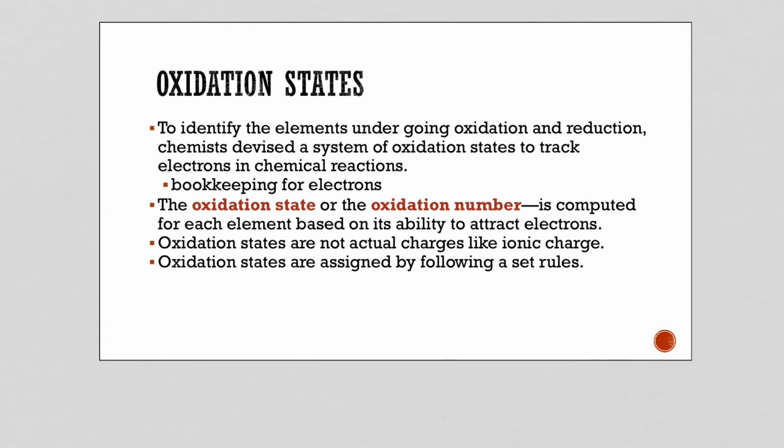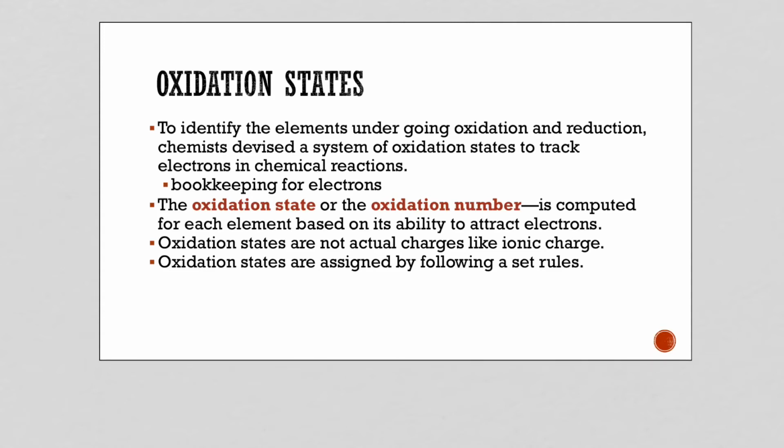So the way we keep track of these reactions, or keep track of the electrons more properly, is using something called oxidation states. Now, we assign oxidation states to all the elements in a reaction so that we can figure out what's undergoing oxidation and reduction. So we can keep track of them. This is bookkeeping, right? We can track where the electrons are and where they end up.